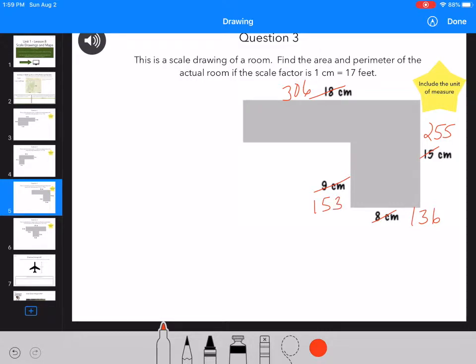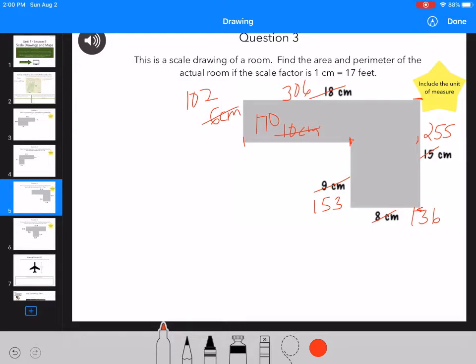And just like all the other ones, I've got kind of a problem on my hands. If I know this whole length is 18 and to here is 8, that leaves me with 10 centimeters here. So this becomes 170. And then same thing, if I know this whole thing here is 15 and to here is 9, that leaves me with 6 centimeters. 6 times 17 is 102.